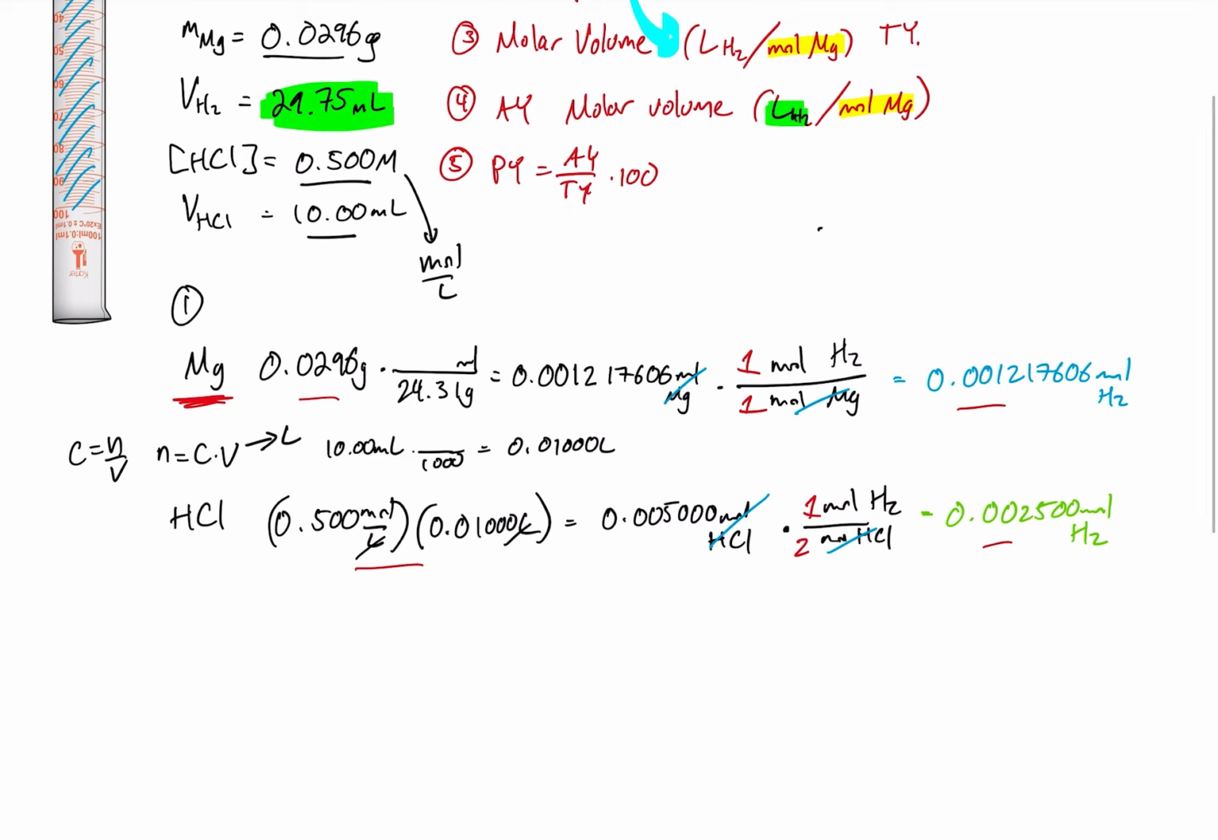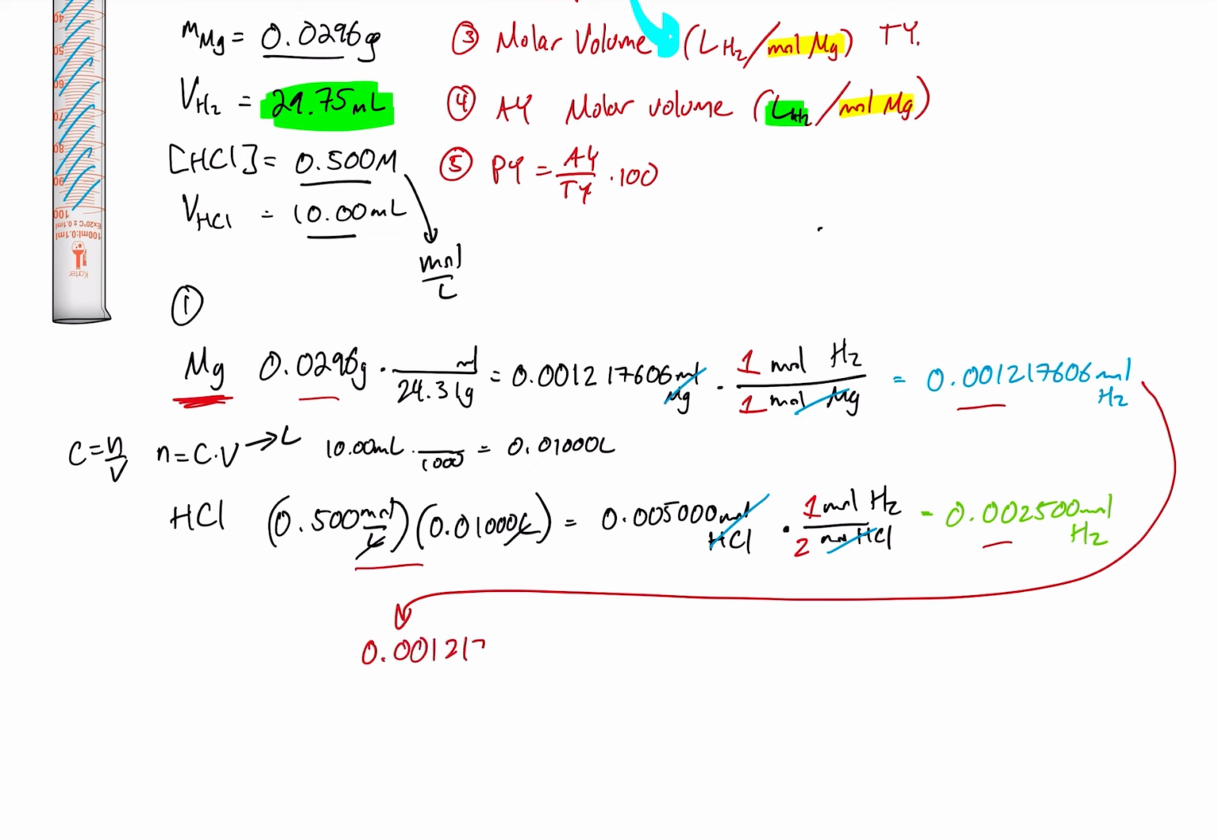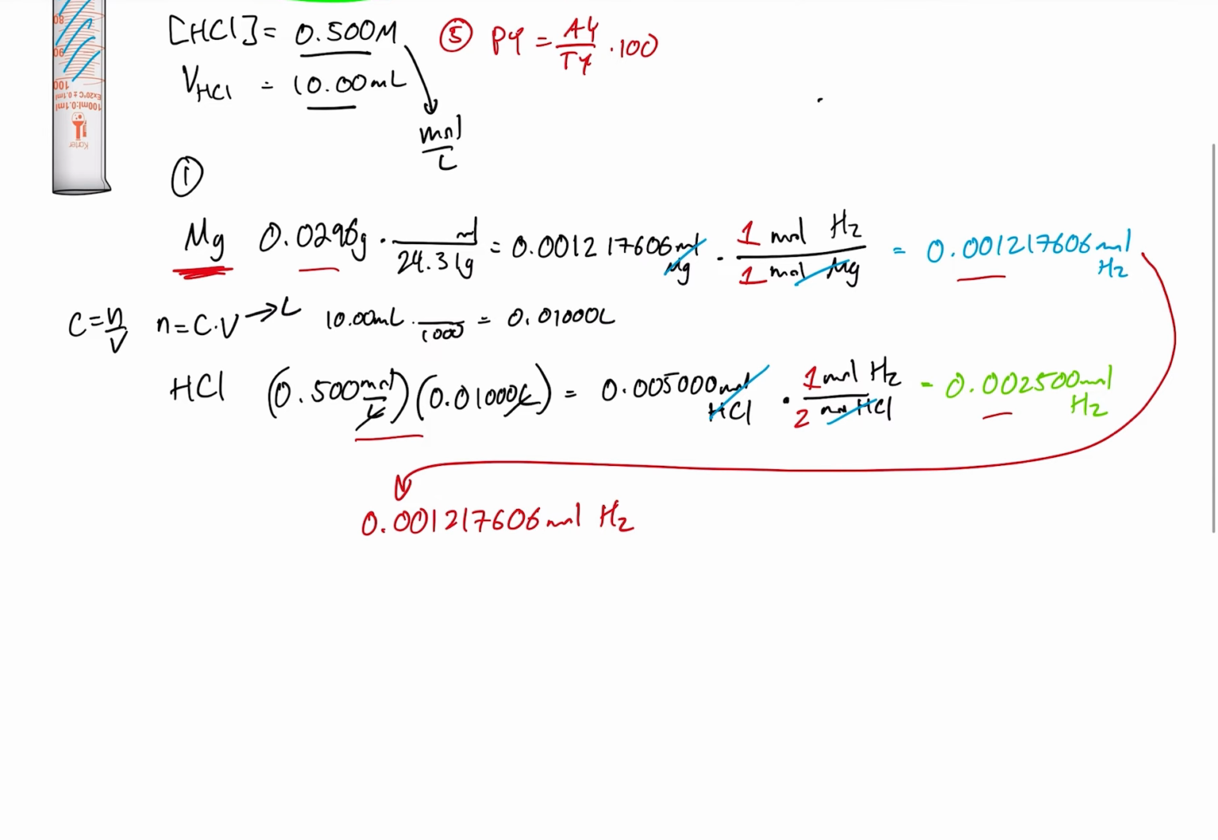So the actual amount of H2 that's going to be produced is this right here. It's going to be 0.001217606 mole of H2 that is actually going to be produced. Now we want to calculate our theoretical yield in terms of volume in liters. And so because our temperature and pressure is not standard, we need to use our ideal gas law. So our ideal gas law is PV is equal to nRT, and we are solving for volume. So to rearrange that, V is equal to nRT over P.